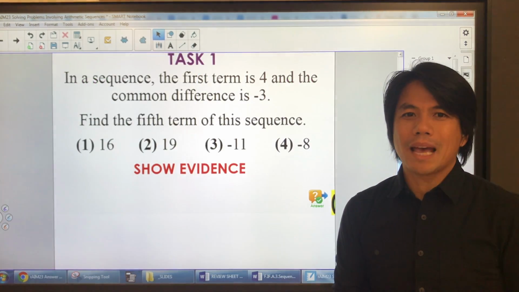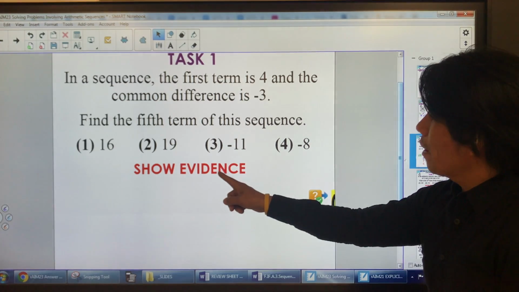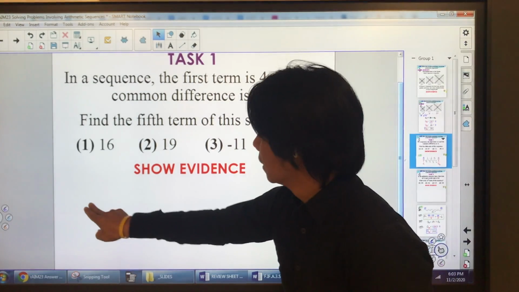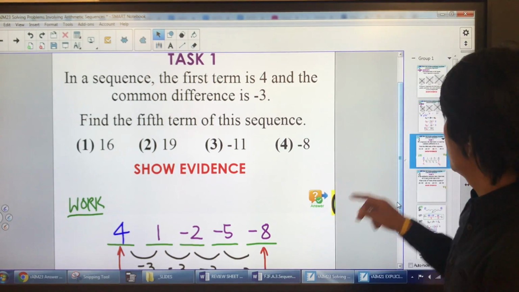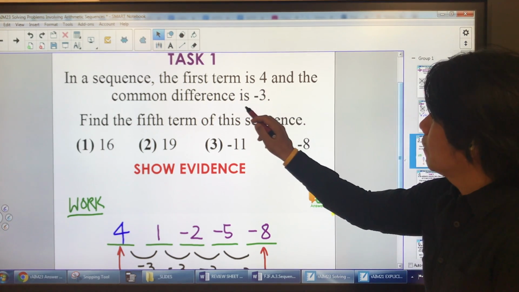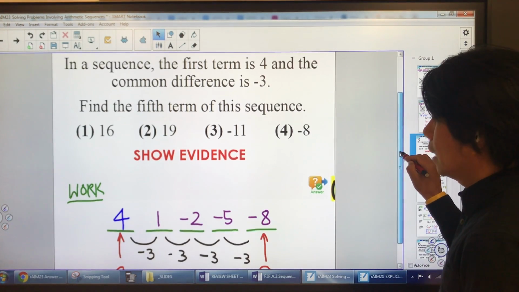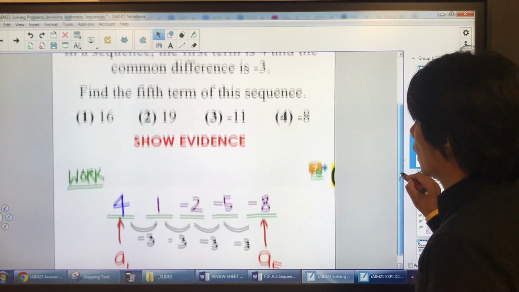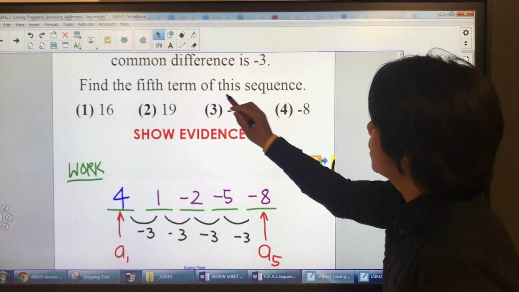Now going back to task 1, it says show evidence. Let's show evidence. Take a look here. It says in a sequence, the first term is 4 and the common difference is negative 3. Take a look at our work. It says find the 5th term of this sequence.